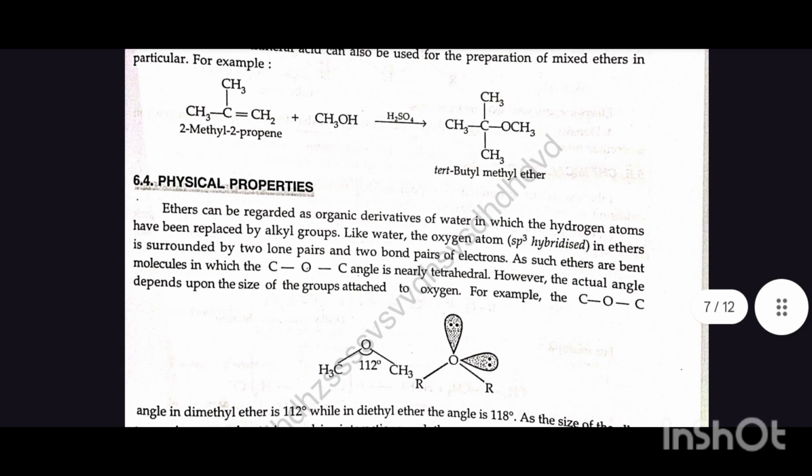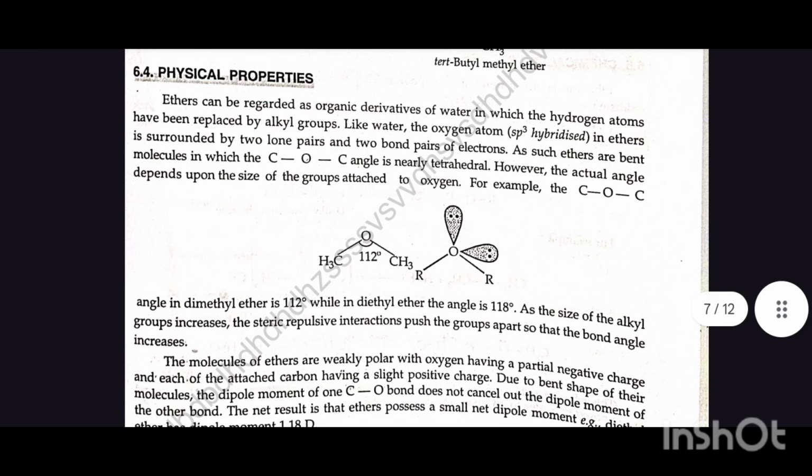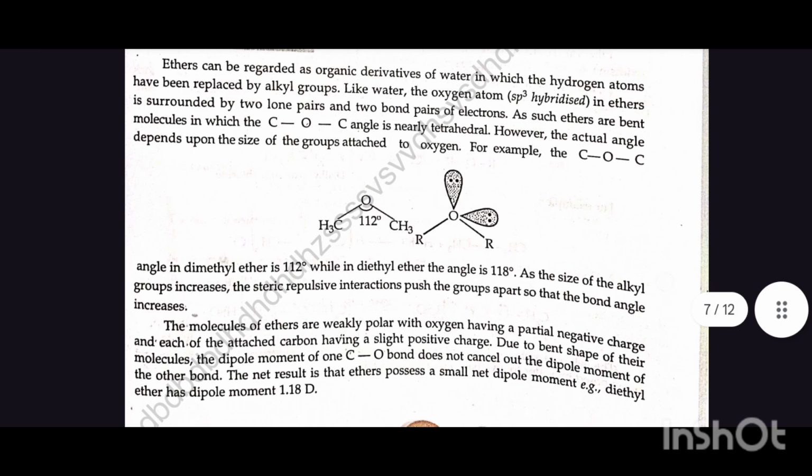For example, the C-O-C angle in dimethyl ether is 112 degrees, while in diethyl ether the angle is 118 degrees. As the size of the alkyl group increases, the steric repulsive interactions push the groups apart so that the bond angle increases.